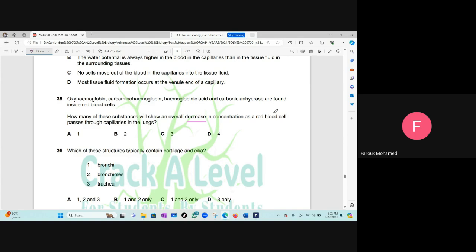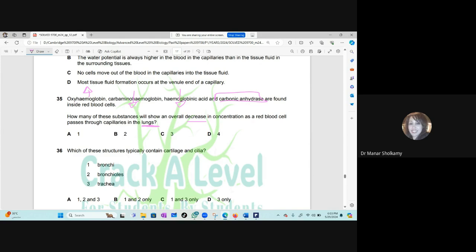The oxyhemoglobin will decrease. Wait, no, no, no. The oxyhemoglobin will increase. Sorry. Yes, we are at the lungs, so there is more oxygen, so the oxyhemoglobin will increase. Correct. What will happen to the rest, to the carbamino and the hemoglobinic acid and the carbonic anhydrase? The carbamino and the hemoglobinic acid will decrease. Well done. And this is what? This is an enzyme.